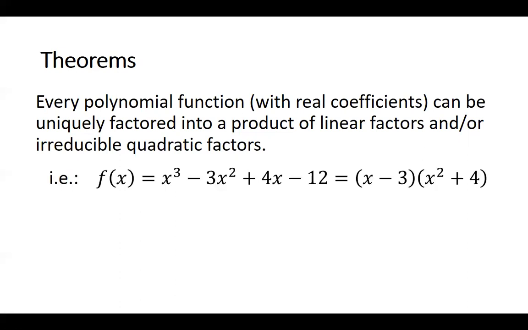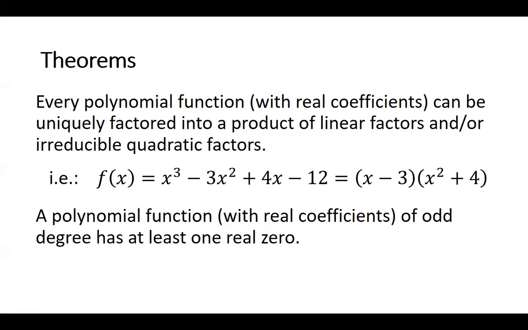Example, f of x is equal to x cubed minus 3x squared plus 4x minus 12, which factors into x minus 3 times x squared plus 4. Notice x squared plus 4, if it was x squared minus 4, then we could factor that, but it's x squared plus 4, so that's considered an irreducible quadratic factor.